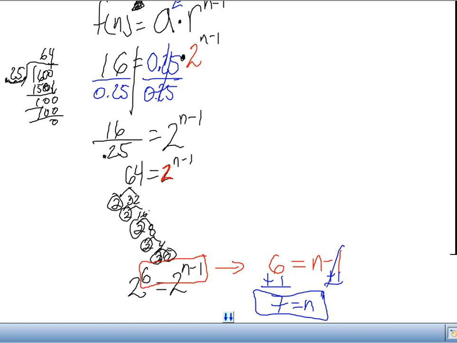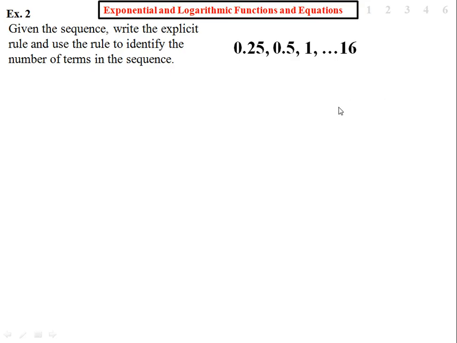All right, let's see how you do with one. Y'all ready? Pause it in case you haven't finished copying this. I'm going to pause it. All right, and we're back. All right, example 2Q. It says, once again, given the sequence, write the explicit rule and use the rule to identify the number of terms in the sequence. The sequence given is 1, 3, 9, ... 729. Copy that and see if you can do that one by yourself.